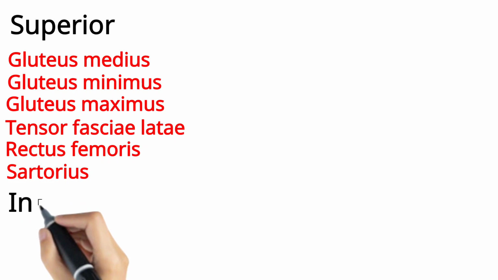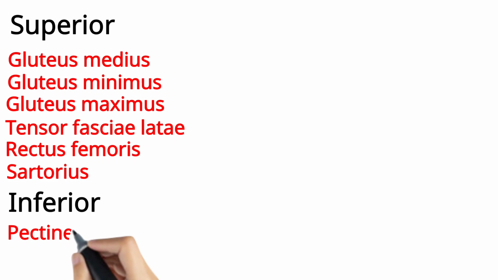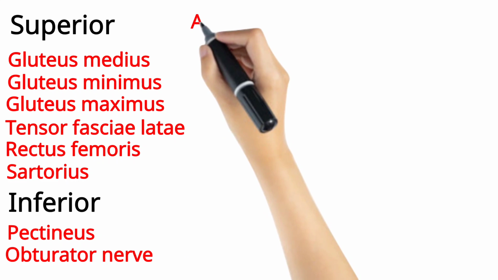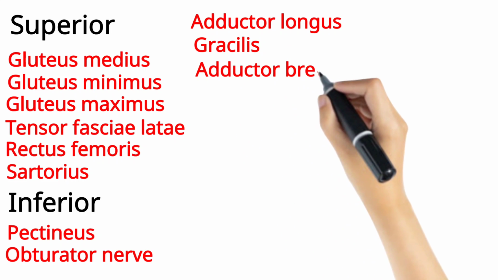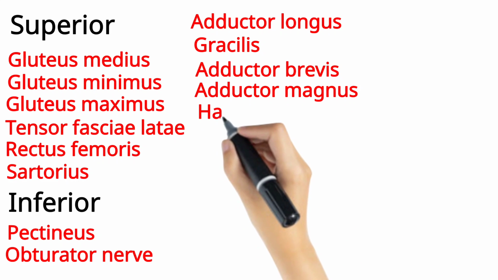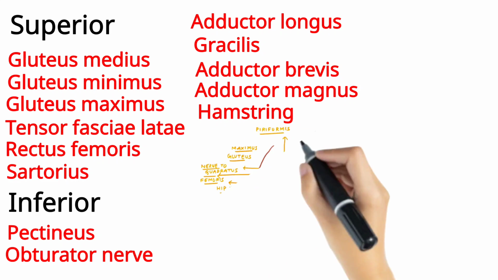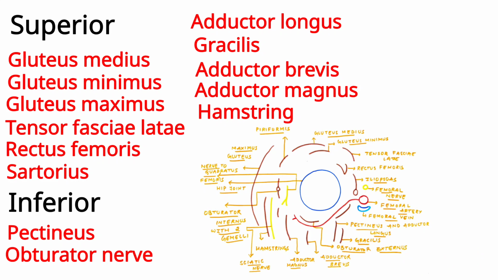So let us see superior relations of the hip joint. Superior relations of the hip joint are three gluteal muscles, that is gluteus maximus, minimus and medius, tensor fasciae latae, rectus femoris and sartorius. Now we can see that gluteus medius, minimus, maximus are the structures of the gluteal region, and tensor fasciae latae, rectus femoris and sartorius are the structures present in front of the thigh. So superior relations of the hip joint are basically the three primary muscles of the gluteal region and the three muscles of the front of the thigh.